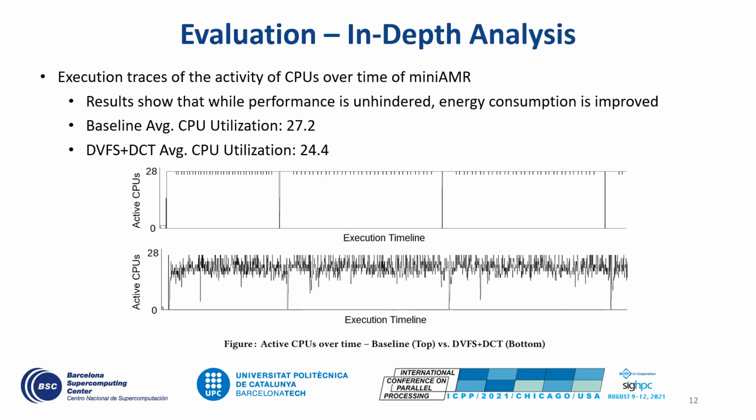In order to better comprehend where the benefits of the previous scenario in mini-MR came from, we decided to perform an in-depth analysis by plotting the CPU utilization over time of those executions. And as we can see, DCT is acting in the bottom part by limiting the number of active CPUs, which in turn improves performance and power consumption. We also extracted the average CPU utilization over time, and we can see that it's 3 points lower than the baseline version in OMS. So as we can see, while performance is unhindered, energy consumption is improved.